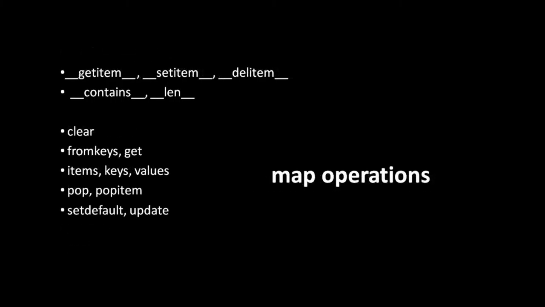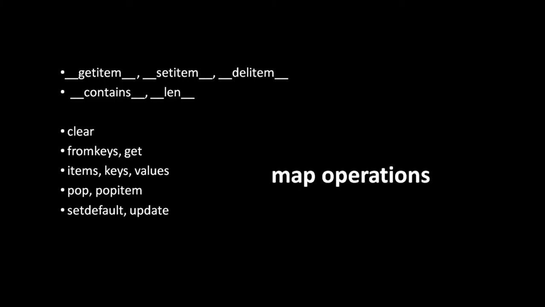As for maps, first off, we have most of the same special methods. We have getItem, setItem, delItem, contains, and len. And what they do is fairly evident, just the same thing applied to a map instead of a sequence. The only subtle thing to keep in mind is that the contains method will search only amongst the keys of the map, not the values. As for the methods unique to maps, first we have clear, which will, as the name implies, clear the contents of the map. It'll basically get rid of all the items, all the key value pairs.